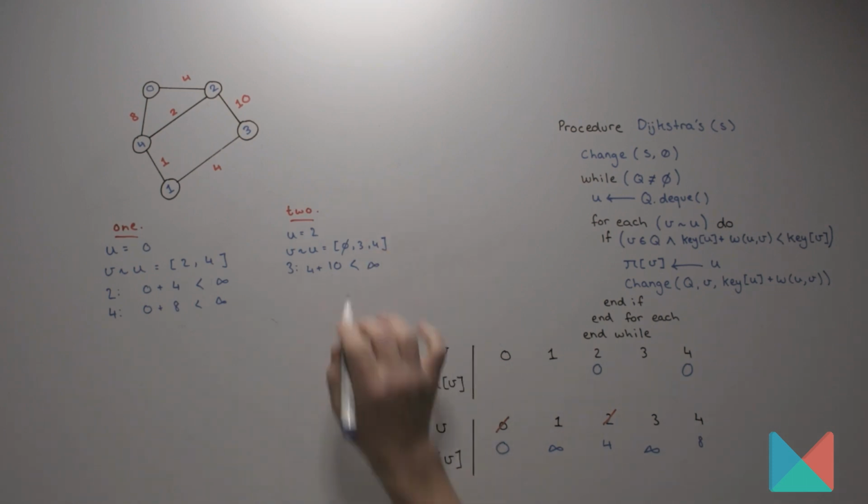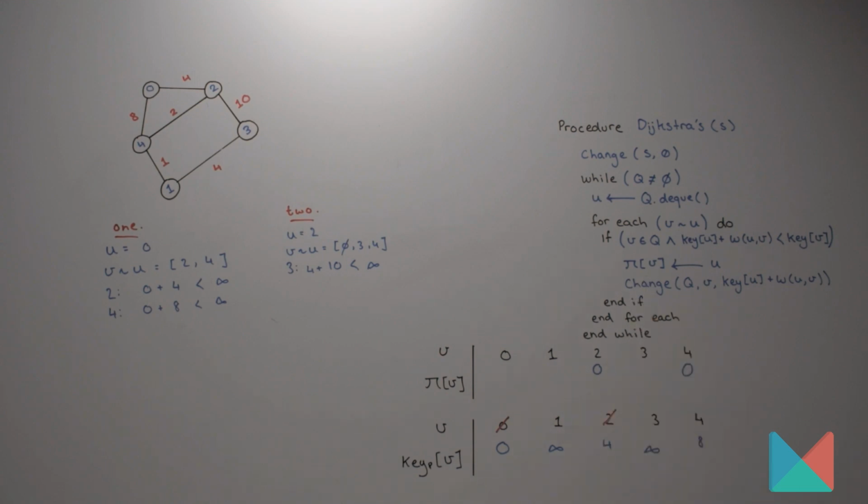So is 4 plus 10, or 14, smaller than infinity? Yes, it is. So then we can update our parent array at 3, which is going to be 2. 2 is a parent of 3, and our key value is going to be key of u plus uv, which is this calculation here, 4 plus 10, which is 14.